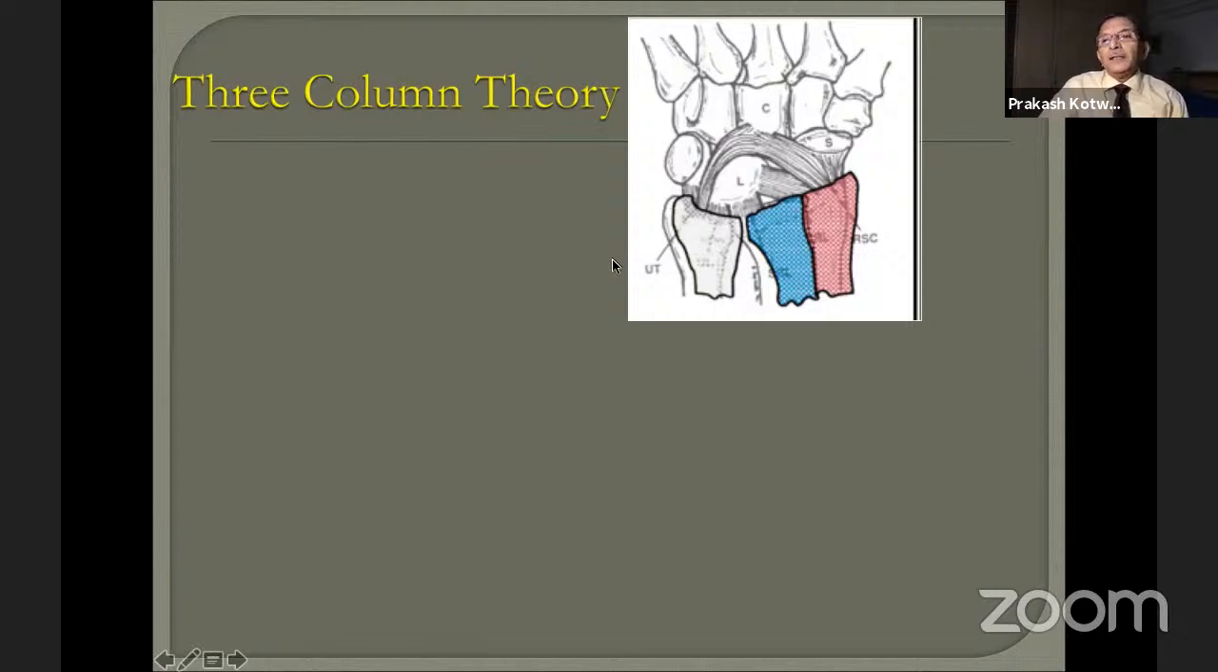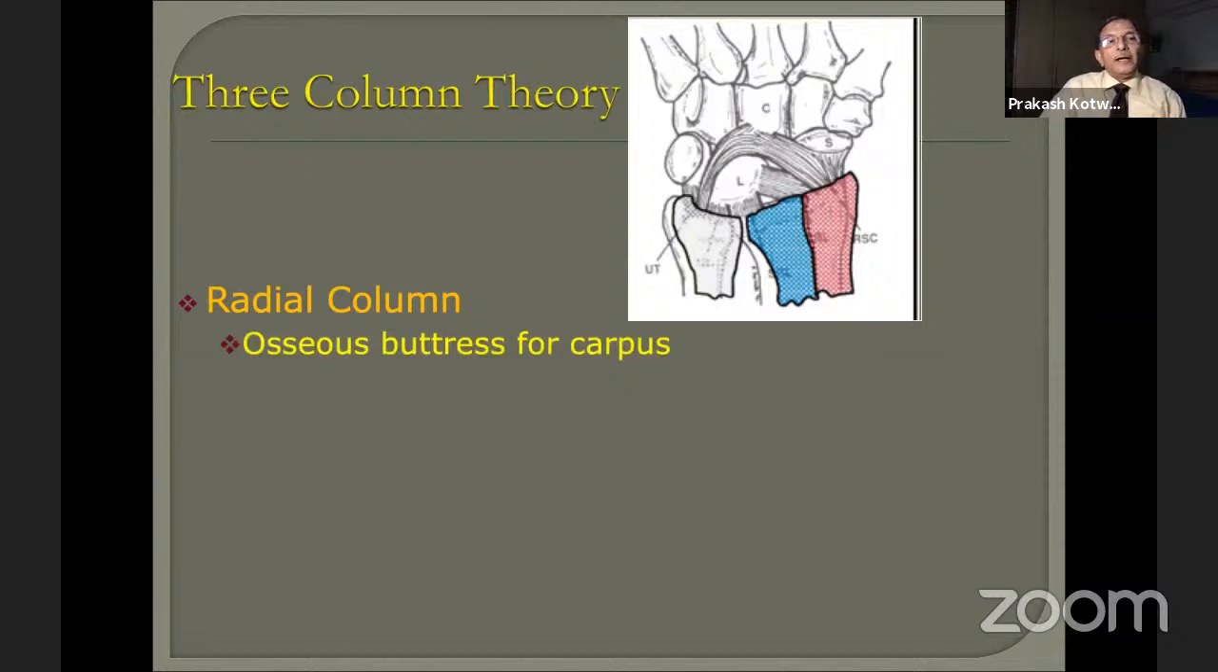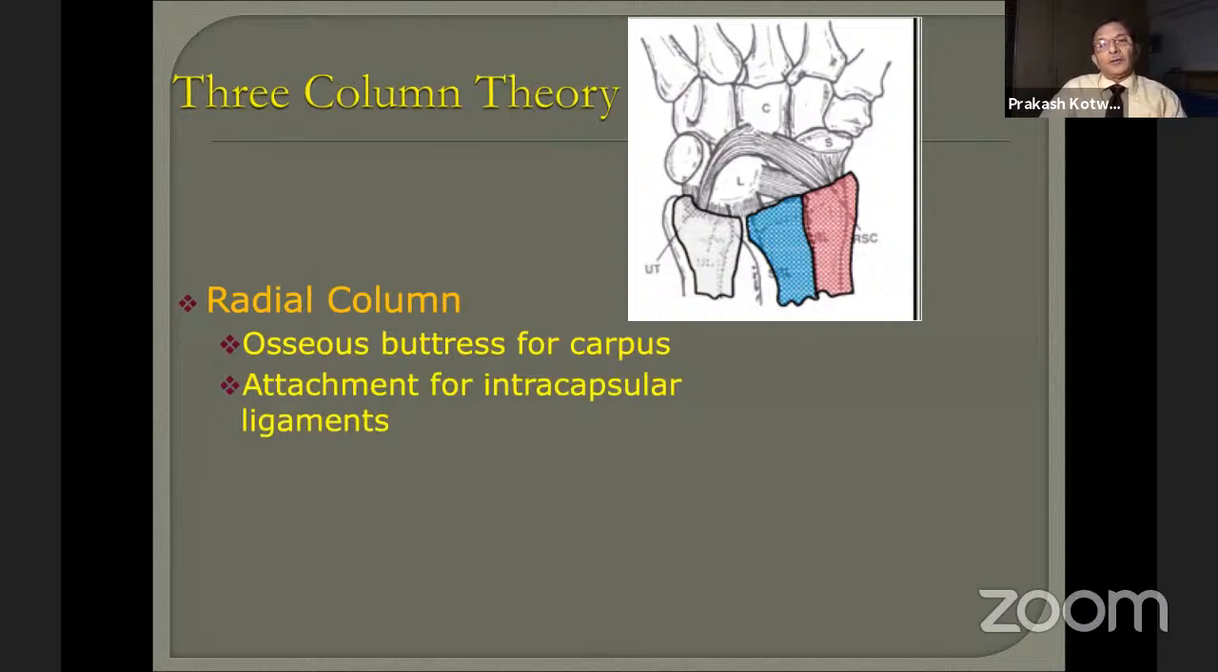So this is the 3-column theory, as already talked about by Ajeet, and I would stress the importance of all the 3 columns. Why do you need to restore all the 3 columns in plating of the distal radius? Because all the 3 columns have their own important role to play. For example, the radial column provides an osseous buttress for the carpus and attachment for the important intracapsular ligaments. This is what Pankaj was talking about, the importance of the volar capsule and the ligaments.